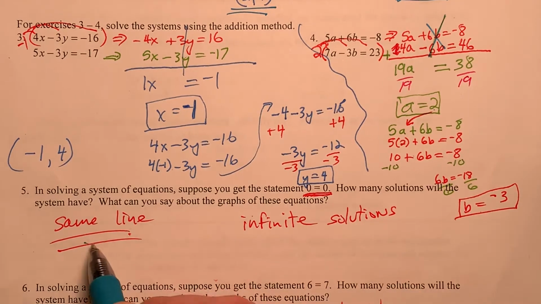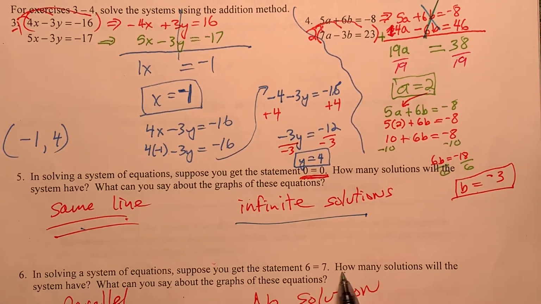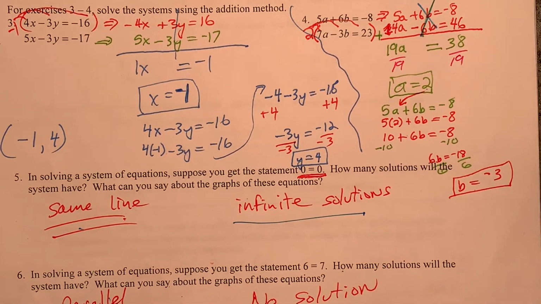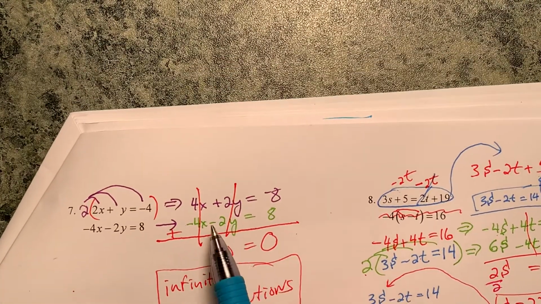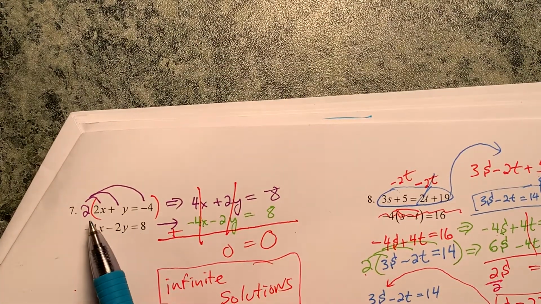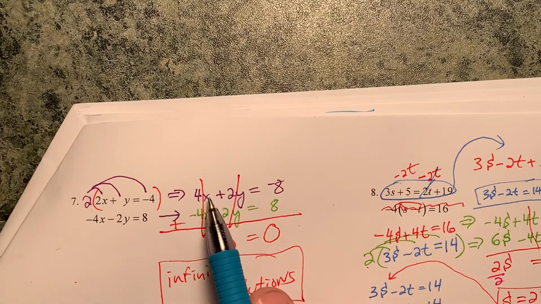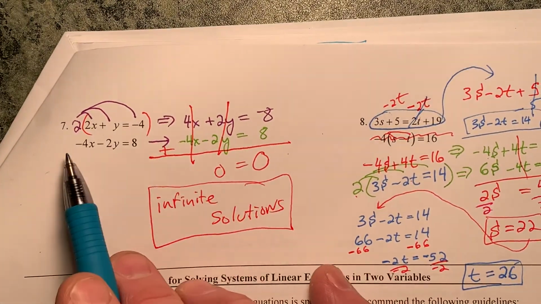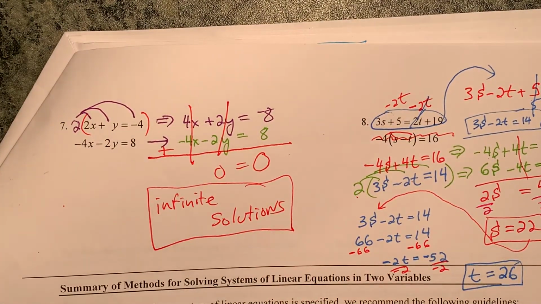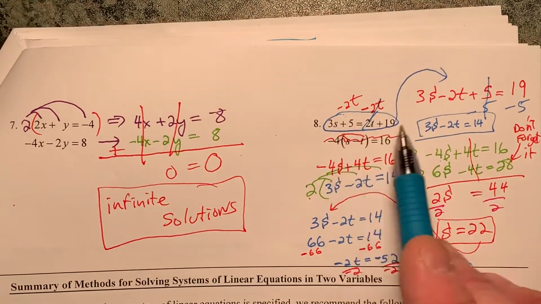0 equals 0 means same line, infinite solutions. 6 equals 7 is parallel lines, no solution. And so then, of course, they're going to have us do problems like this where I want to get rid of the y, so I multiply everything by 2 on the top. 4x plus 2y equals negative 8. Add straight down. I get 0 equals 0. That means this is the same line as that. So that's infinite solutions.